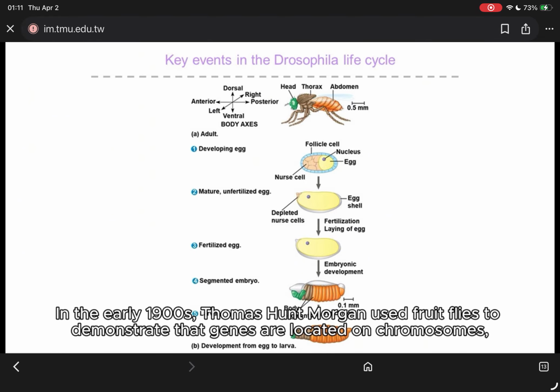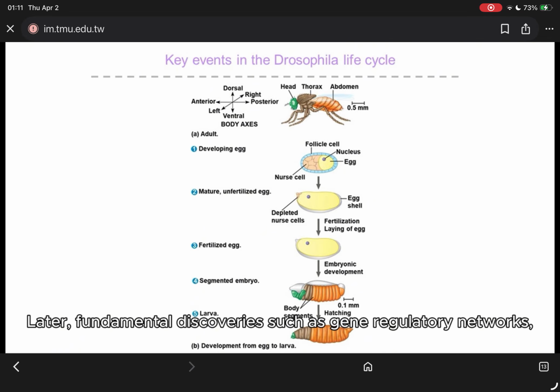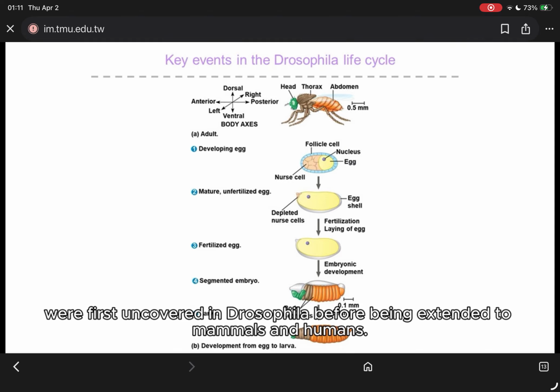In the early 1900s, Thomas Hunt Morgan used fruit flies to demonstrate that genes are located on chromosomes, opening the door to modern genetics. Later, fundamental discoveries such as gene regulatory networks, cell polarity, and signaling pathways, Notch, Hedgehog, Wnt, etc., were first uncovered in Drosophila before being extended to mammals and humans.